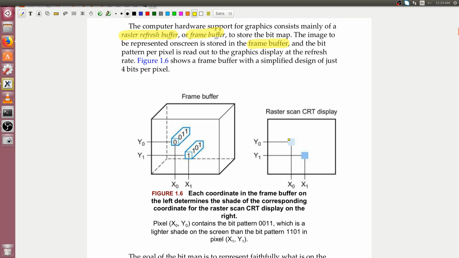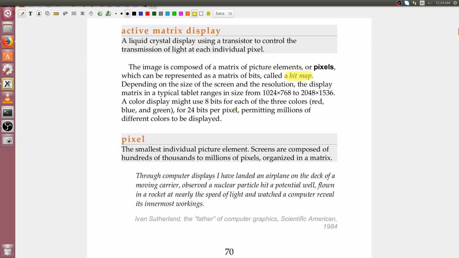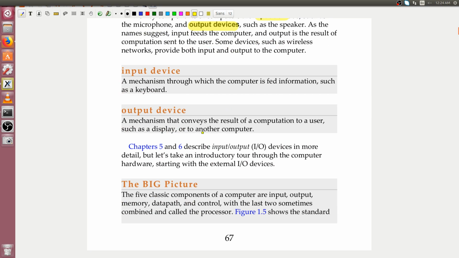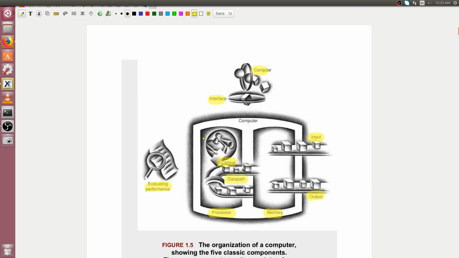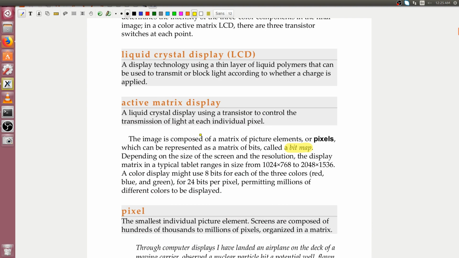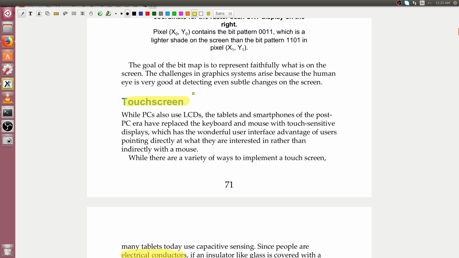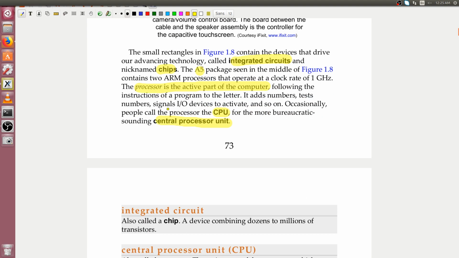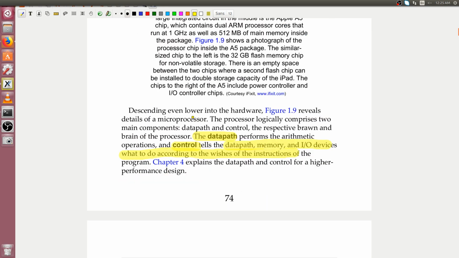Okay, so let's look at where they talk about data paths. I passed it up here. They probably defined it earlier. Input, output. Okay. Through the looking glass: input, output, pixels, frame buffers, touchscreen inputs, output, opening the box, the CPU. Okay, here we go. So here we're talking about the data path. The data path performs the arithmetic operations, and control tells the data path, memory, and I/O devices what to do according to the wishes of the instruction.